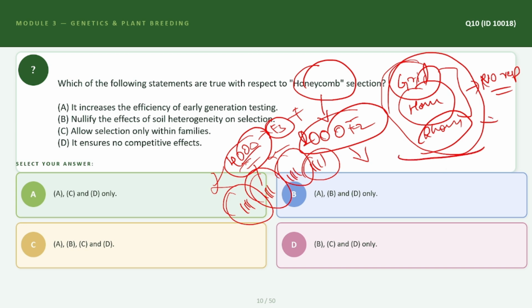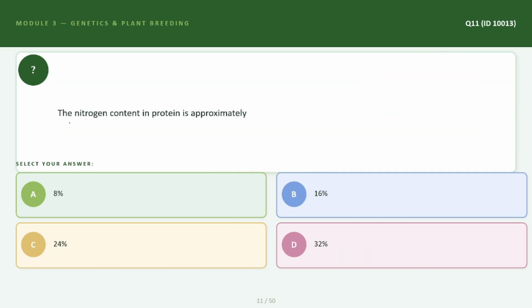Okay, these designs are efficiently used in early generation trials. Here all the options will seem correct, but you can see the particular option C, allow selection only. See, for example, if there are different families in the F3 or F4, and you are selecting only within the family, no, you are selecting among the families also. That's why this statement is wrong.